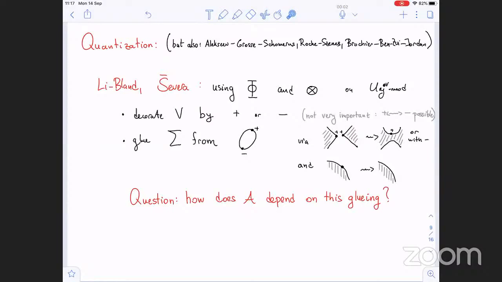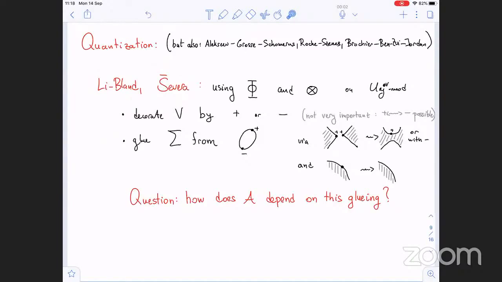So now really to quantize, I will very briefly describe the procedure by David Li-Bland and Pavel Safronov, but I should mention that there were other works, maybe Alekseev, Grosse, Schomerus and Roche, Szenes, which were quantizing just the Poisson structure on the flat connections, and also there is this approach by factorization homology by Ben-Zvi, Brochier and Jordan. But let me go back to this procedure of David Li-Bland and my advisor.